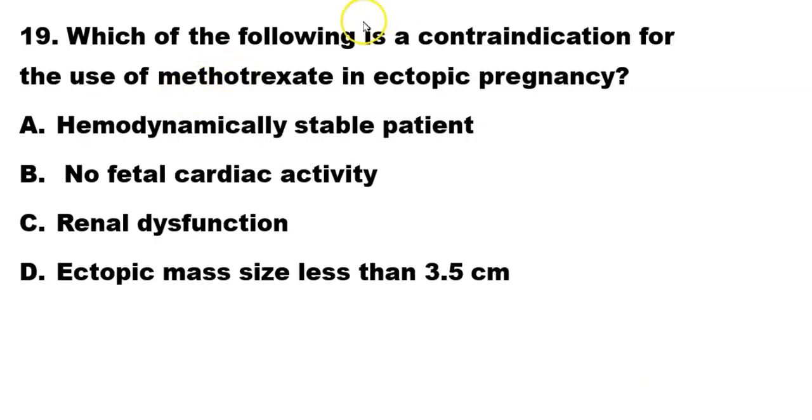The next question, number 19: which of the following is the contraindication for the use of methotrexate in ectopic pregnancy? A. hemodynamically stable patient, B. no fetal cardiac activity, C. renal dysfunction, D. ectopic mass size less than 3.5 centimeters. Please try to guess the answer within 5 seconds.